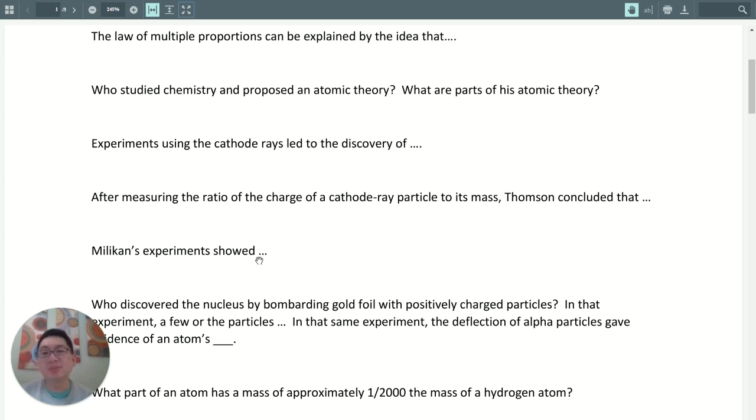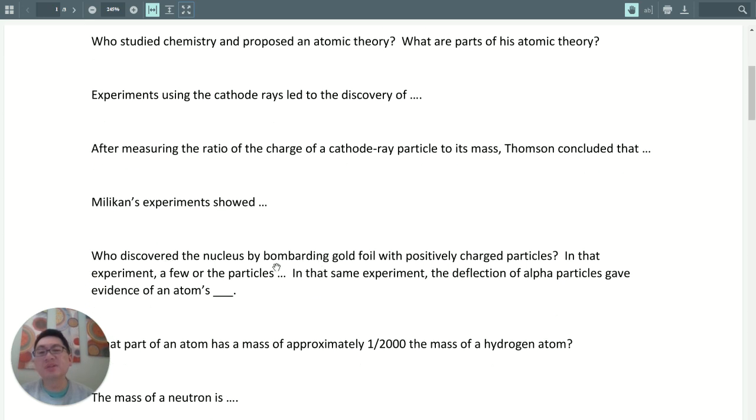Again, it's multiple choice. So it'll be: Millikan's experiment showed, or he discovered, A, the proton, B, the electron or the mass of the electron, C, the nucleus, or D, something else. You will need to know the main people, including the person who discovered the nucleus by bombarding gold foil with positively charged particles. You will need to know the people, what they discovered, and with what experiments. So who discovered what, how. You don't need to know any dates or anything like that. Again, this is in chapter 3, I believe section 2 of the textbook.